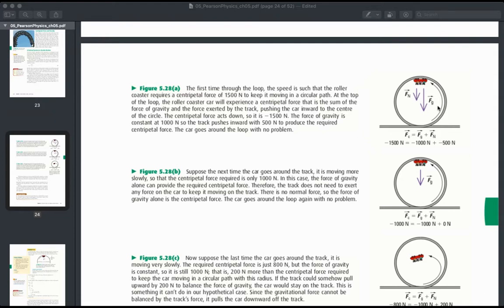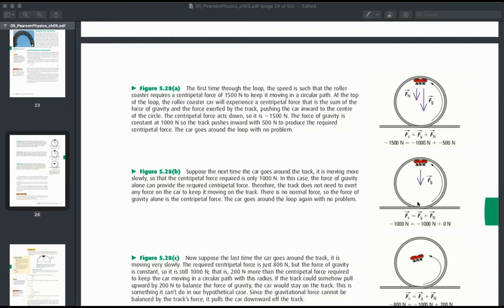So if you're moving fast through the loop, what ends up happening is, like it says here, the first time through the loop, the speed is such that the roller coaster experiences a 1,500 Newton force to keep it moving in a circular path. At the top of the loop, the roller coaster will experience a centripetal force that is the sum of the force of gravity and the force exerted by the track. So if you're traveling fast enough that you need a 1,500 Newton force, and the gravitational force is 1,000 newtons, that means the ride has to apply a 500 Newton force to keep you in circular motion. Otherwise you just go flying straight off.